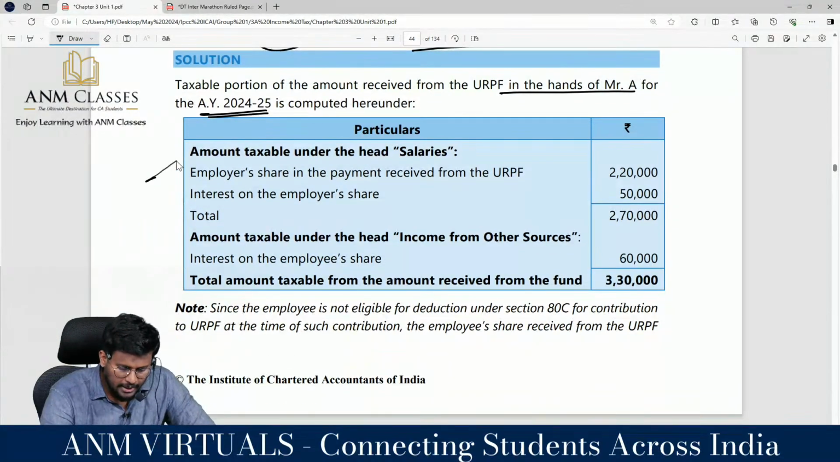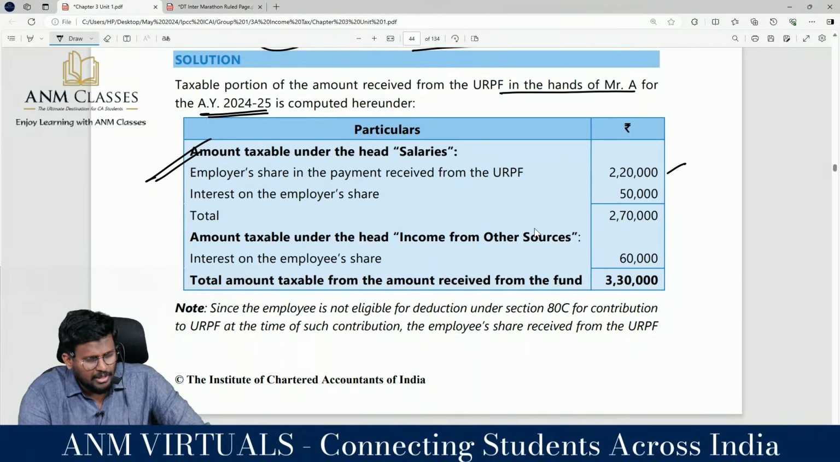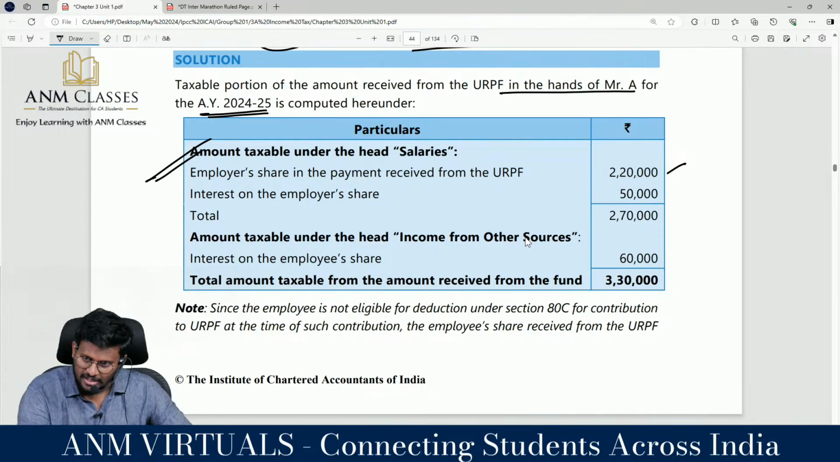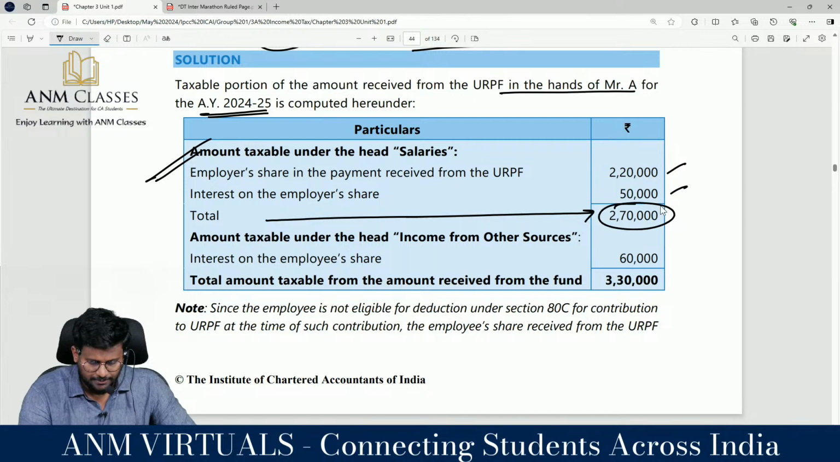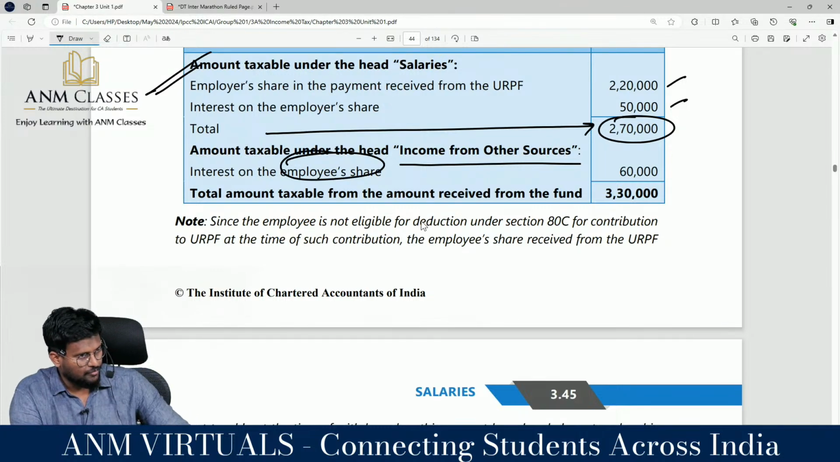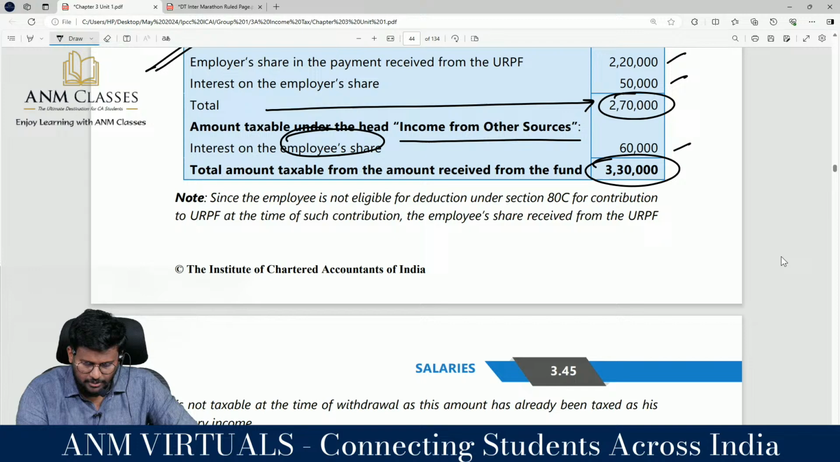Yes, employer's share in the payment received from URPF is taxable. Interest on employer's share is taxable. Total 2,70,000 taxable. The amount is taxable under the head Income from Other Sources, assuming this is the first time we are getting it. What is the total amount taxable from the amount received from the fund?